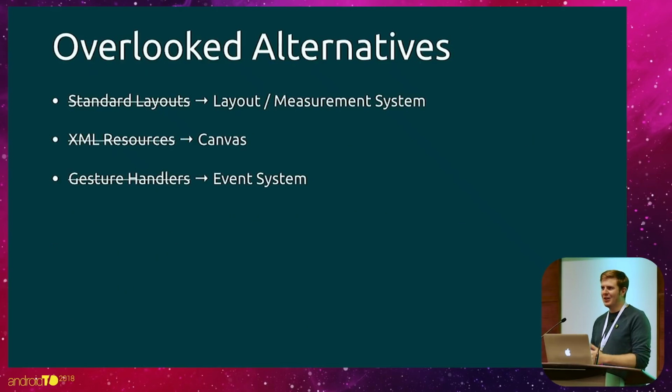So for this talk, I'm really going to focus on the three things that I think we should be focusing on, the overlooked alternatives in Android. Standard layouts, your constraint and relative layouts, in fact rely on the layout system, which I think is really worth learning about. XML resources, you should just use Canvas and learn about that. And instead of gesture handling, let's look a little bit into how to create custom gestures using the event system, and we can build from there.